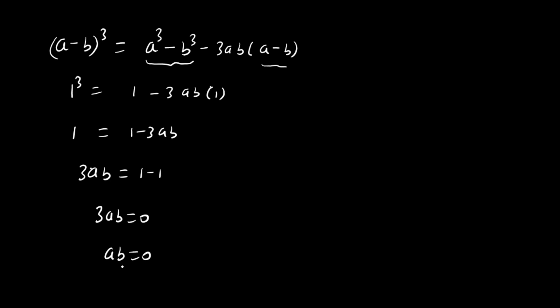So here a times b is equal to 0, it means a is equal to 0 or b is equal to 0. Here we have a is equal to 0 and b is equal to 0.